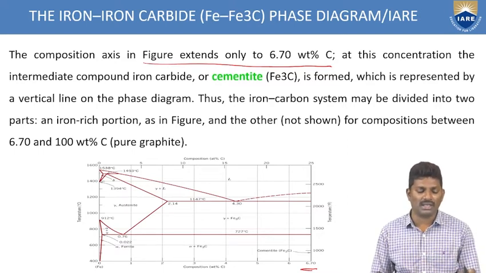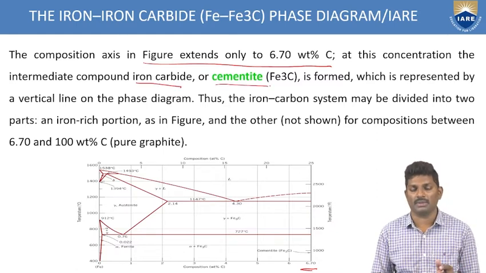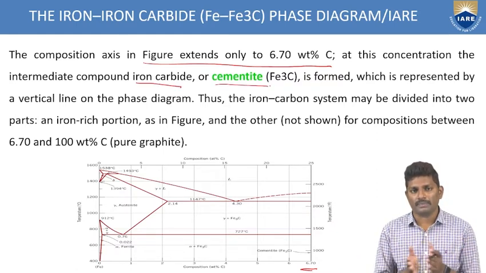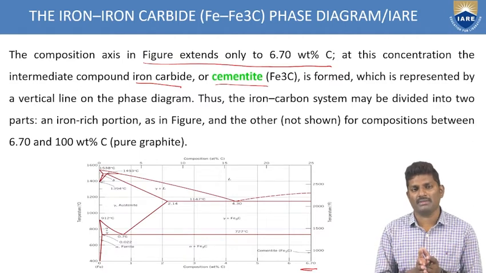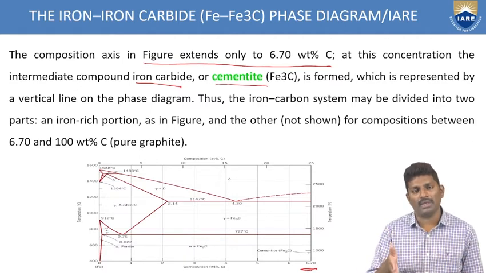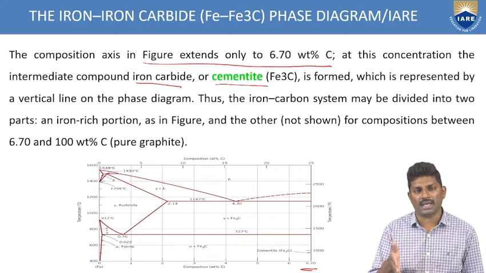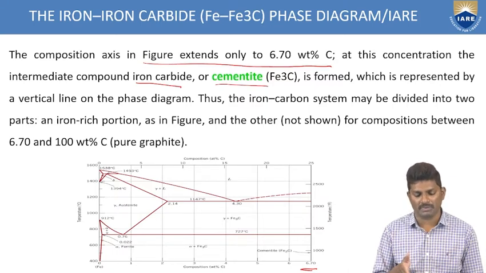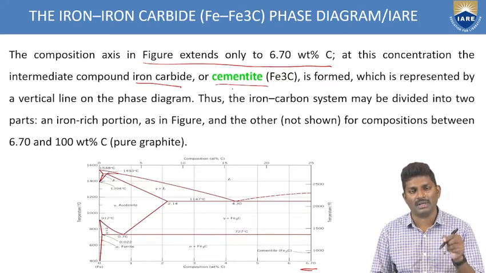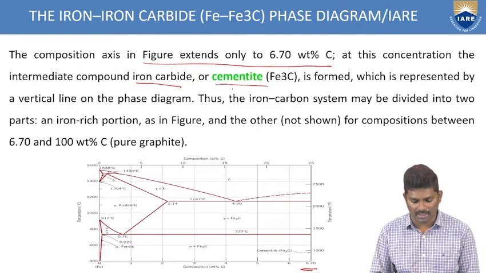At this concentration, intermediate compound iron carbide or cementite is formed. So that's why we are getting the output. The carbide is what we are reaching. That's why we are stopping the iron phase diagram at 6.70 weight percentage. Since this cementite or carbide is being formed at this point, that's why we are representing the phase diagram up to this only.